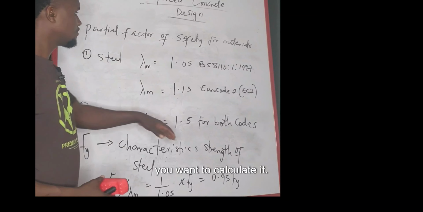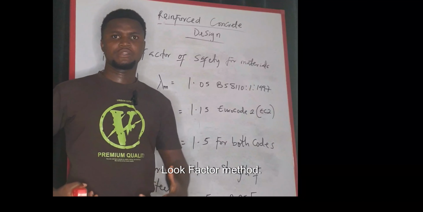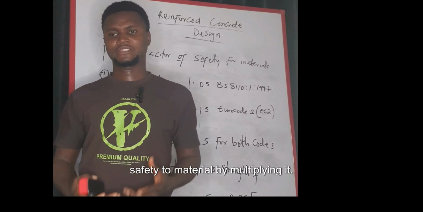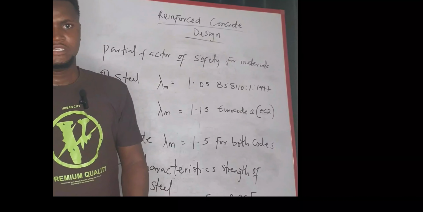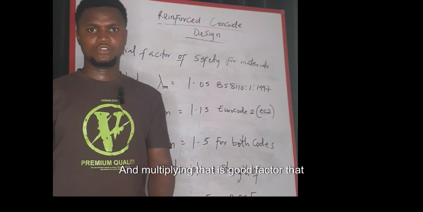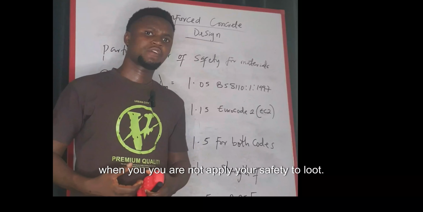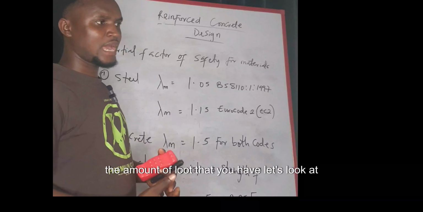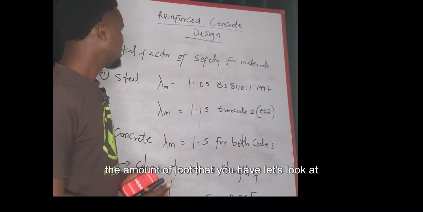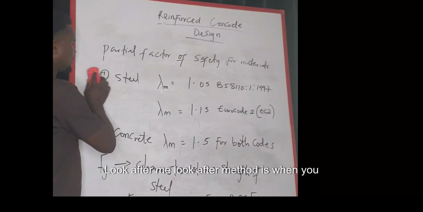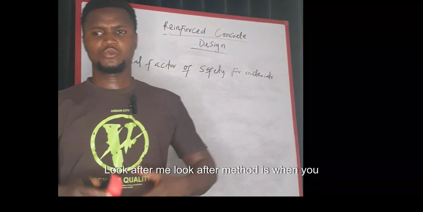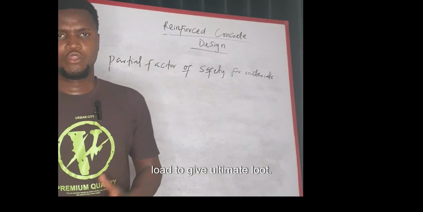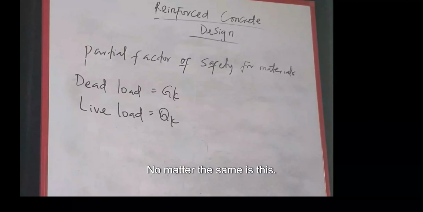You can copy this if you want to. Load factor method states that when you apply partial factor of safety to material by multiplying it, that is load factor method. When you apply your partial factor of safety to load, it is just like you are increasing the amount of load that you have. Load factor method is when you apply partial factor of safety to your load to give ultimate load.